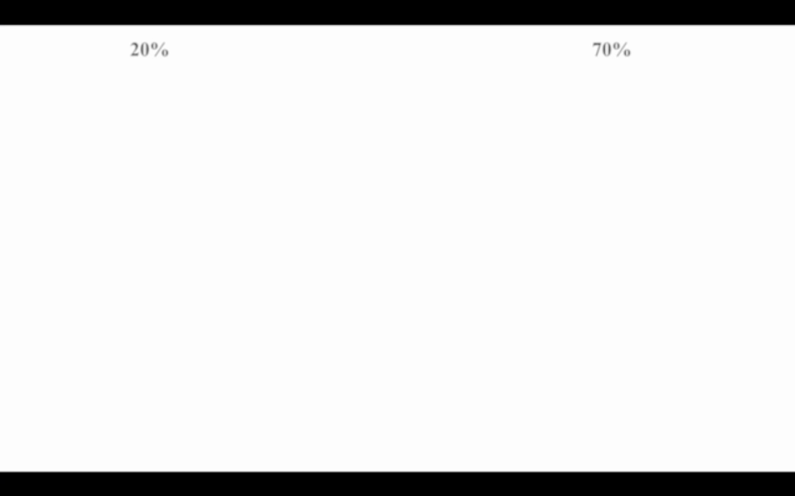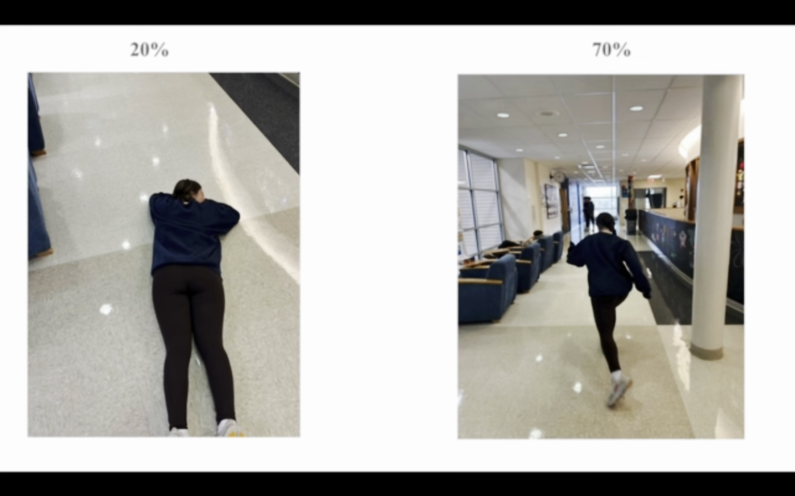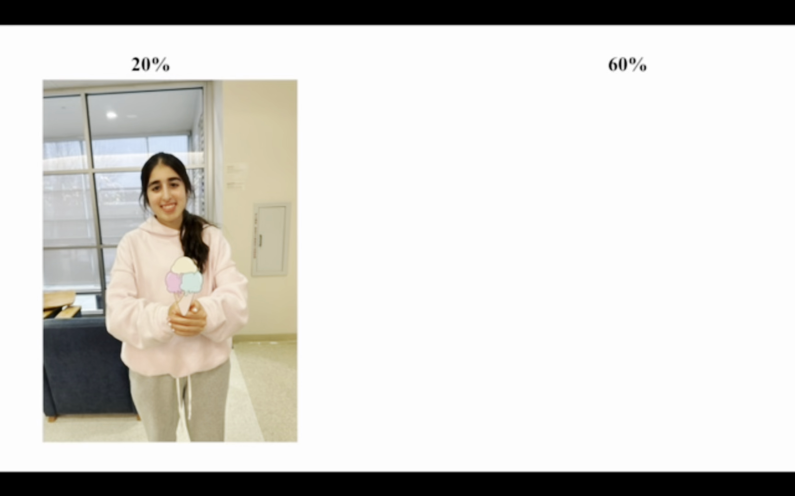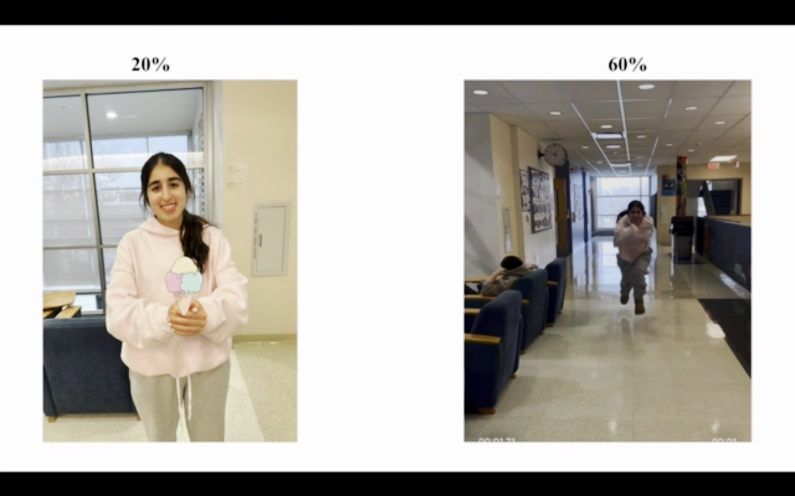Since I started eating ice cream, there's a 20% chance I go to sleep and a 70% chance that I start running. I started sleeping, so there's a 20% chance that I'll switch to ice cream and a 60% chance that I'll start running.